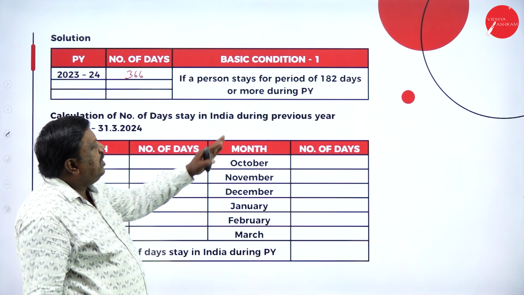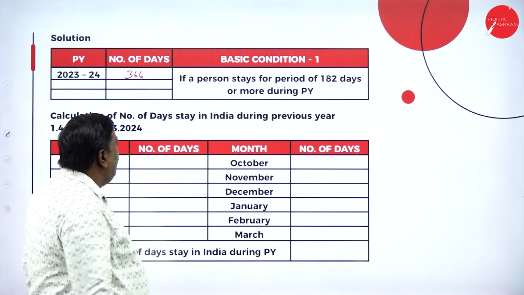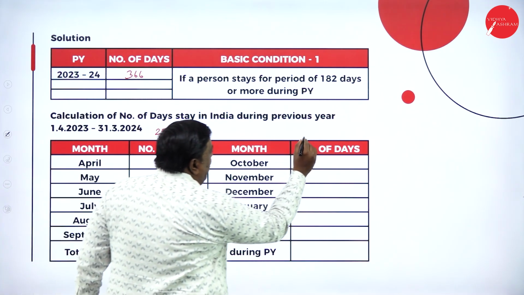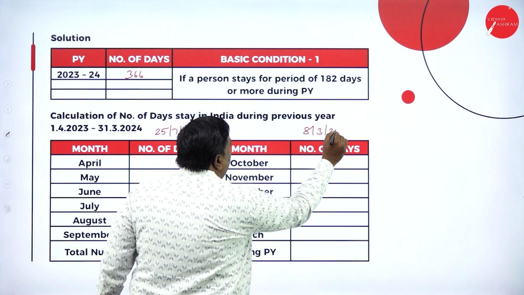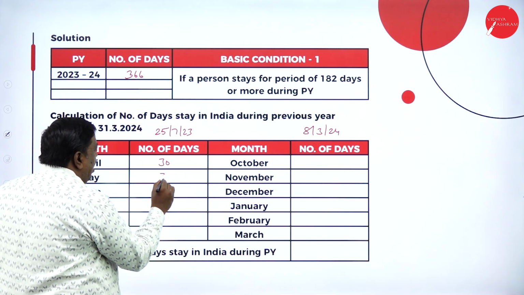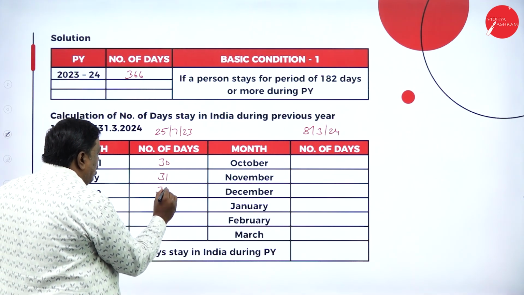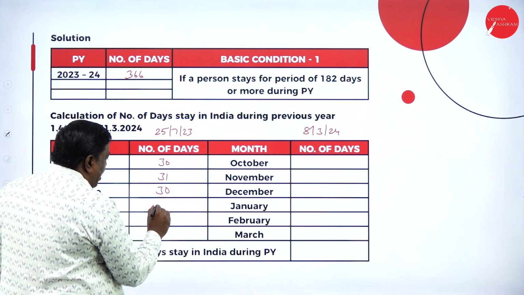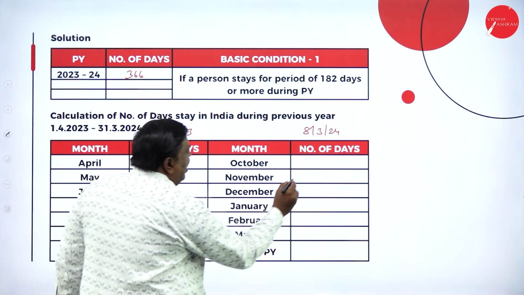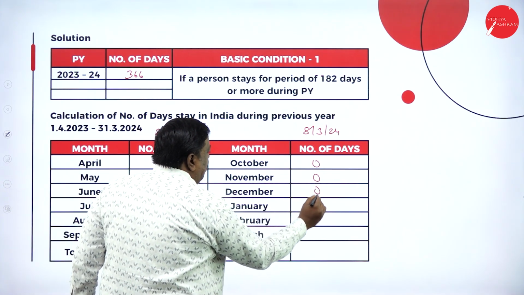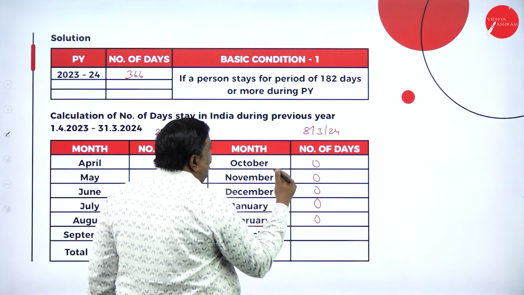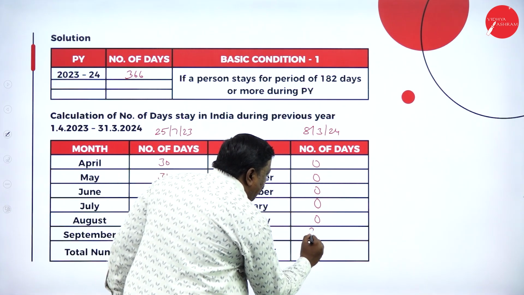Out of that, I had to stay in India for 182 days or more. I left on 25th July and returned back on 8th March 2024. So in the month of April, I was in India. May, I was in India. June, I was in India. July, 24 days I was in India. August, no. September, no. October, November, December, January, February, no. I returned back on 8th March, which means including the 8th, it will be 24 days.